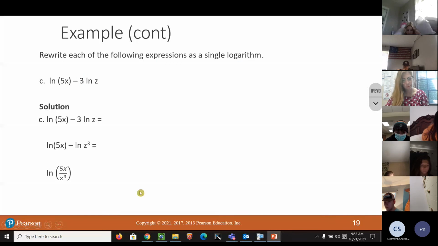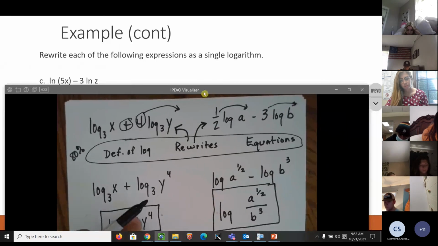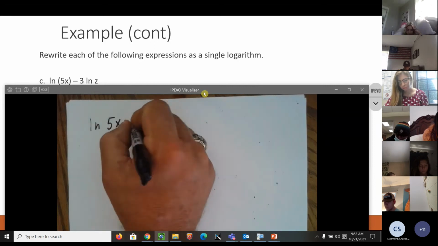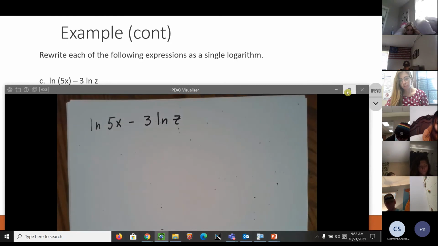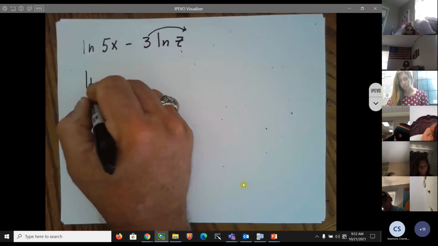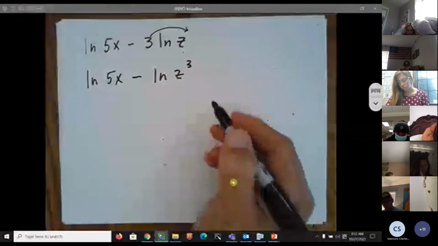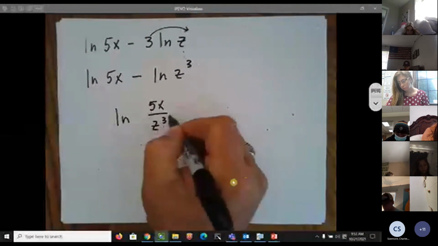Okay, here's another one. I don't like the way these things are set up. These slides, they're not supposed to show you how to do the problem when they give you the problem. Anyway, here's another test question. Natural log of 5x minus 3 natural log of z. So that right there is going to go power rule. So that's going to be natural log of 5x minus natural log of z to the third. And that's going to be natural log of 5x over z to the third.